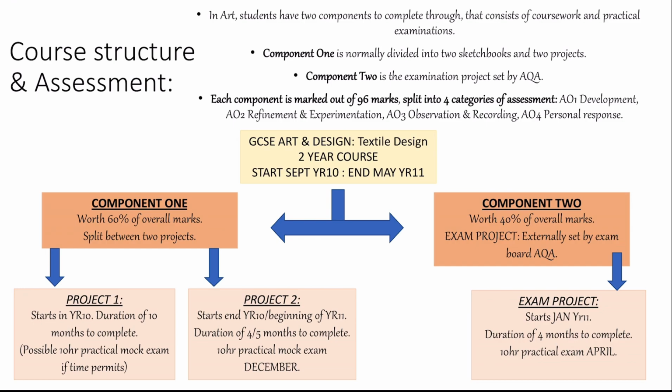They're known as the assessment objectives, and in very brief terms, they mark students on their development of their ideas, on the refinement and experimentation of their work, on their ability to record observations and ideas, and to create a personal and meaningful response. So component one is worth 60% of students' overall mark. And again, as you said, it's split into two different projects.